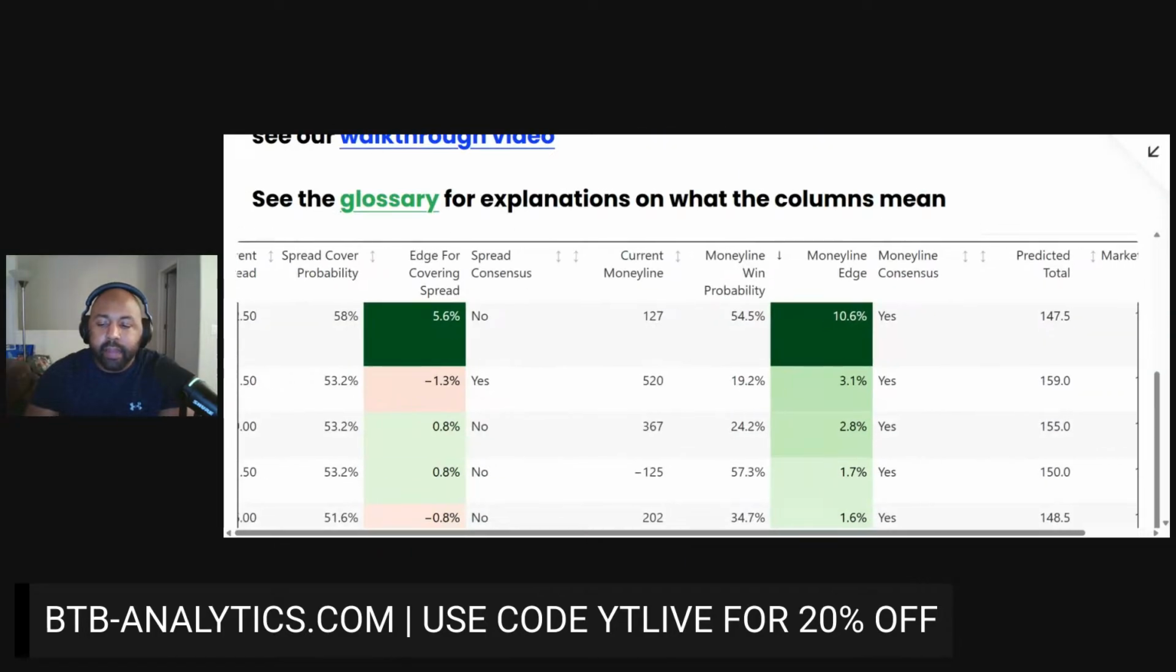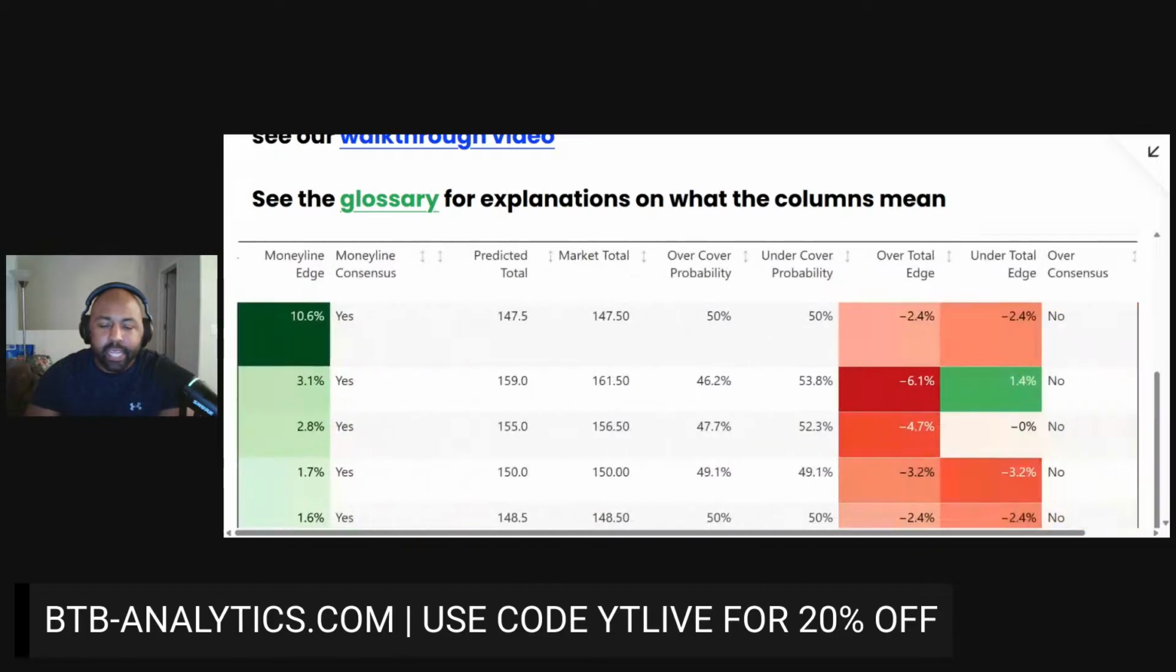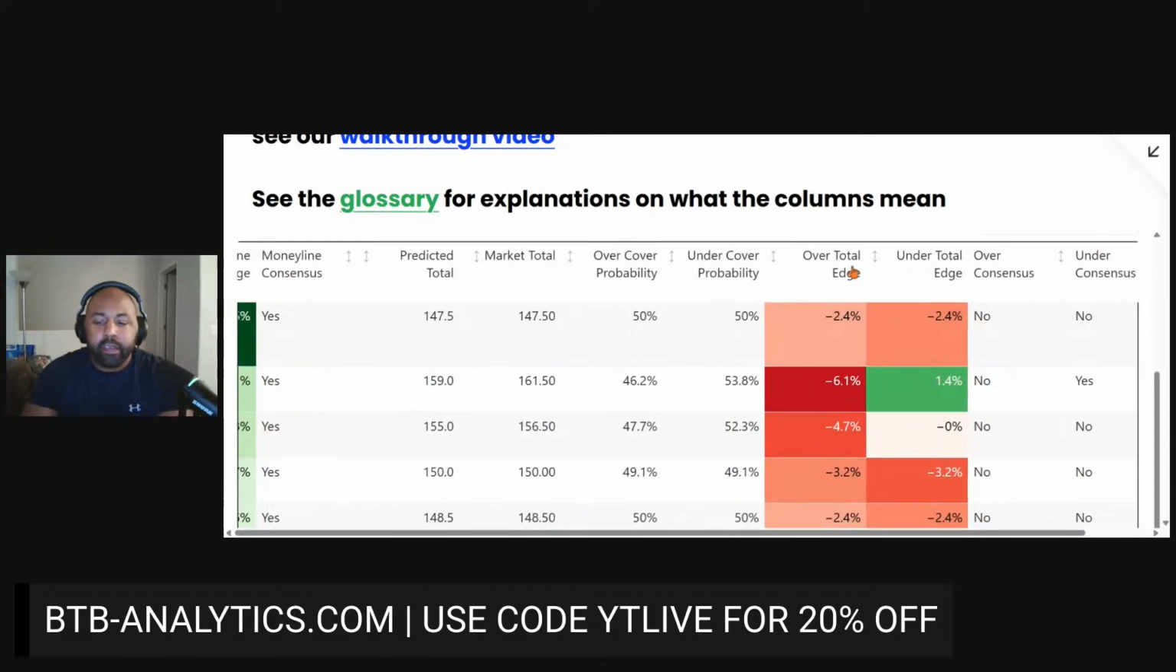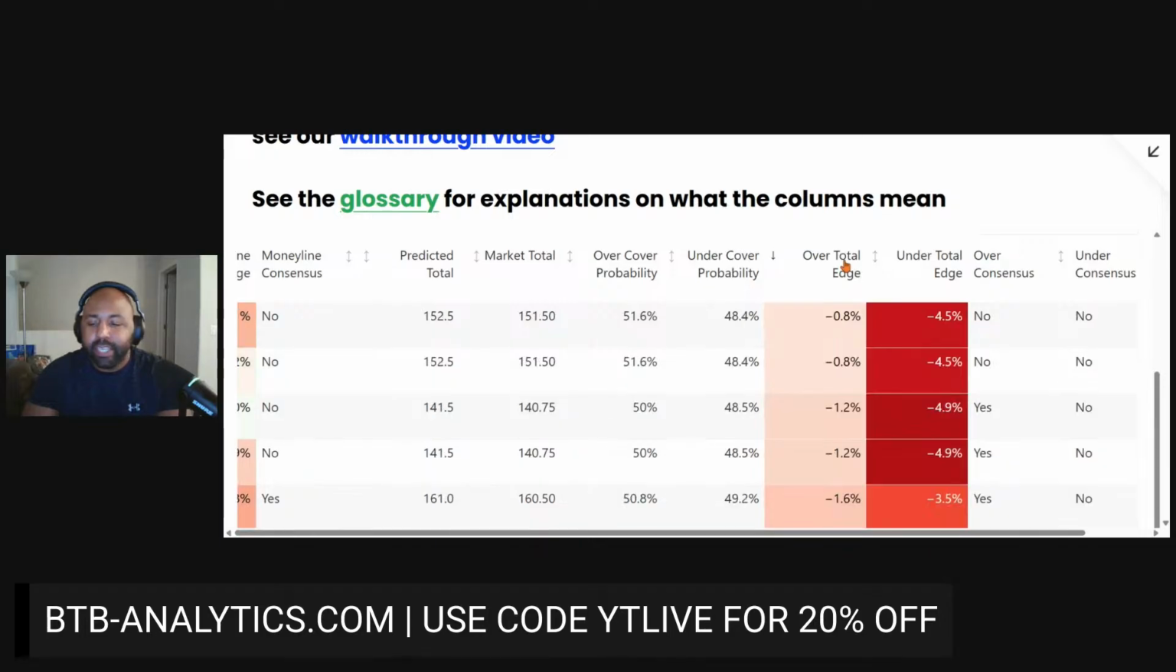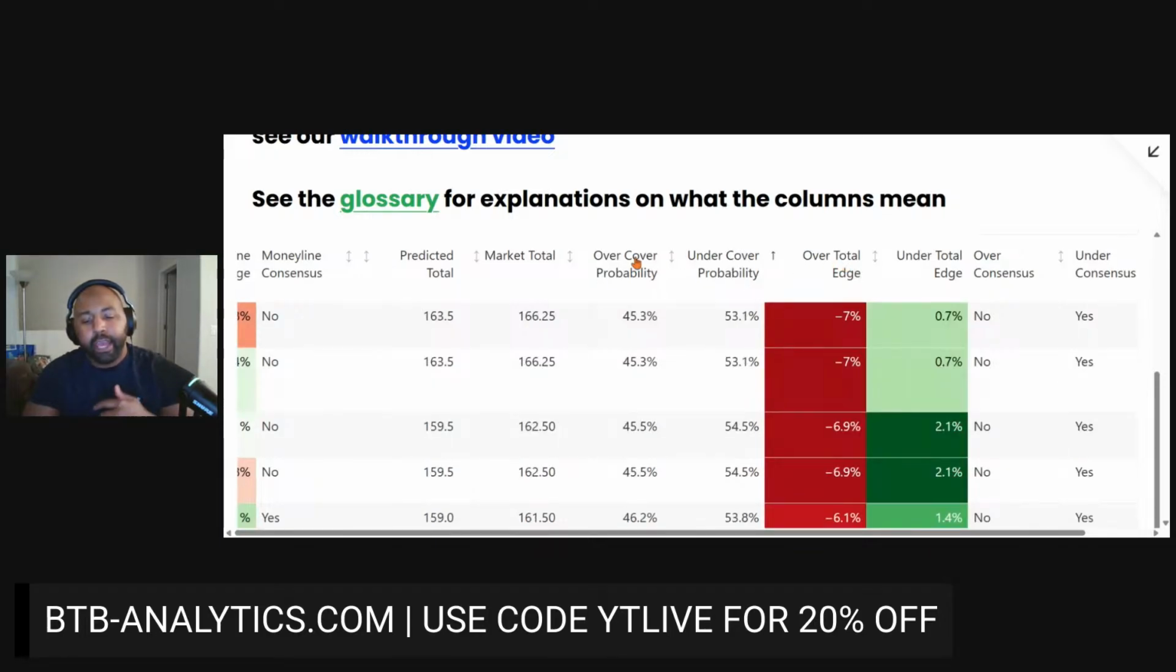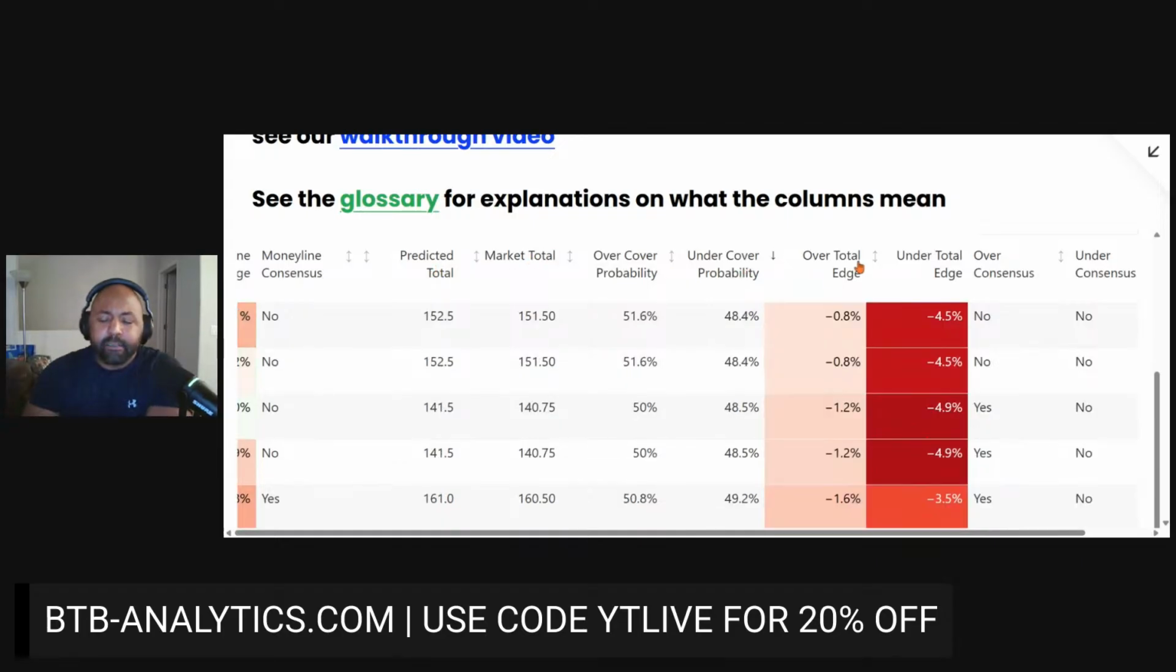But I want to spend time. Let's do the totals because I think that's a little more intuitive. So again, for the totals, we have here over and under edge, the exact same thing. We have the probability, the predictor totals, what we make it, what the market currently is, and what that edge is there. So as of right now, there are no edges on the overs.